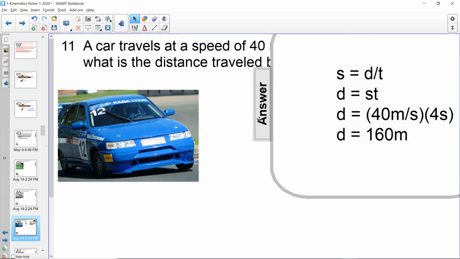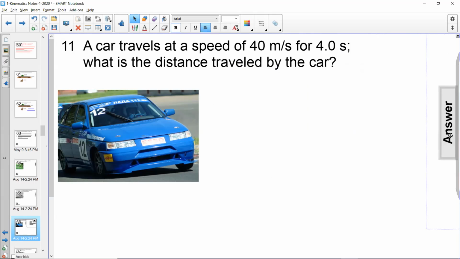So we can actually check the dimensional correctness of our problem as well to make sure that we've solved for the correct thing and that our units make sense. It says, what is the distance? Meters is appropriate for distance, so it looks like we've probably done this correctly.